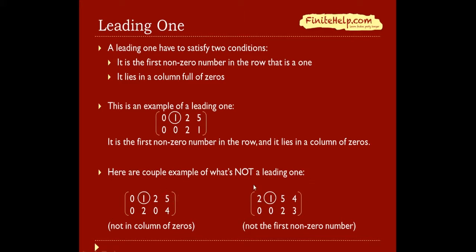Here's a couple of examples of what is not a leading one. So here, this one does not satisfy the second condition, which is that it does not lie in a column full of zeros, because you can see the column here. This is a 2 instead of a 0. And here, this one doesn't satisfy because this is not the first non-zero number. It has the 2 preceding it in the row.